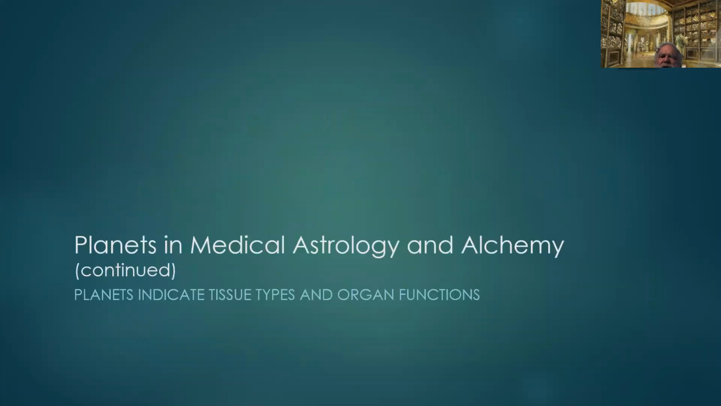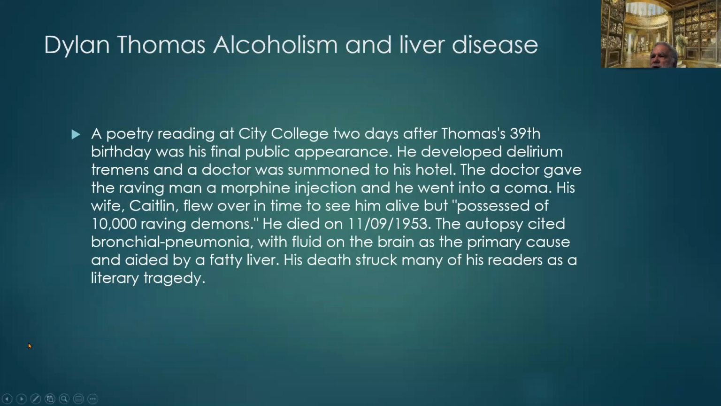So we'll come up. Here we are, and we're still on Jupiter, and we'll do Dylan Thomas. A poetry reading at City College two days after Thomas's 39th birthday was his final public appearance. He developed delirium tremens, that's the withdrawal syndrome from alcohol, and a doctor was summoned to his hotel. You can die from that. People should know, if people are serious alcoholics, they can't just stop drinking. You get delirium tremens, you get seizures, and you can die.